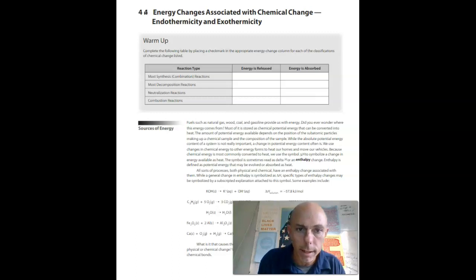We're starting with section 4.4 in our ebook, page 197, which is about endothermicity and exothermicity. But we'll be focusing primarily on 4.5, enthalpy.